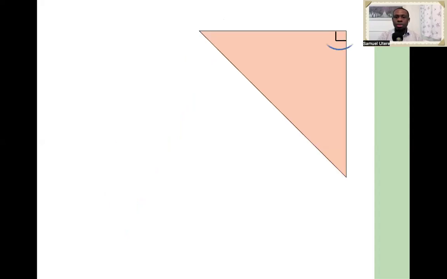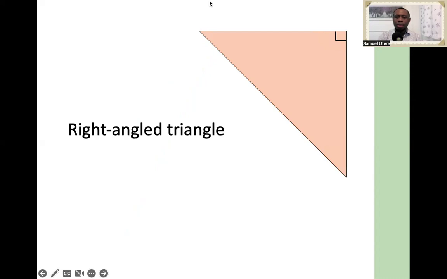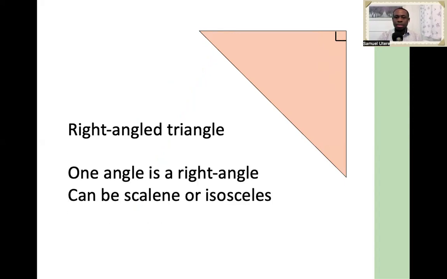Another triangle you should know of is the right-angled triangle. We call it the right angle triangle because of the presence of this mark. By now, you should recognize that that is the 90-degree mark. When you see it in a triangle, that represents 90 degrees. So one angle is a right angle, and the right angle triangle can be scalene or isosceles.